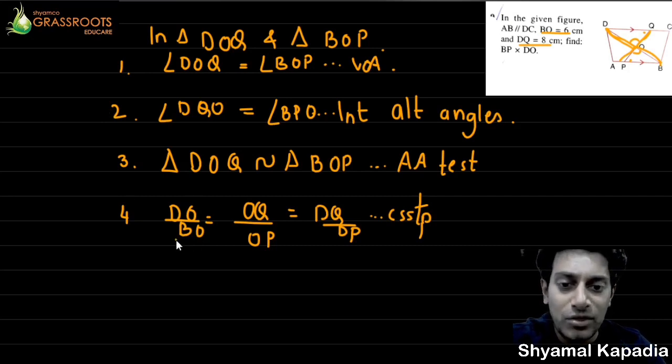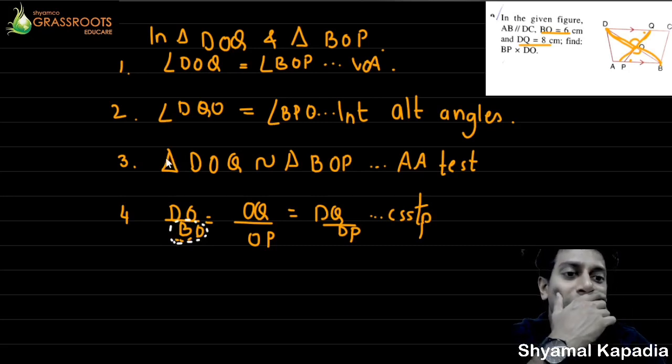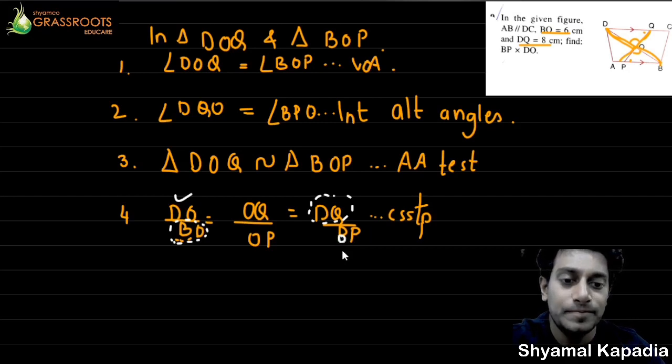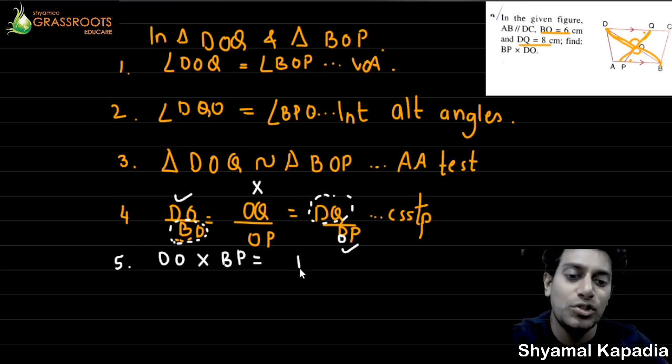BO, where is BO? Here. Hold on. Okay, BO is given as 6. DQ is given, where is DQ? Here. You have to find DO into BP. Yeah, this is BP. Basically all you do is just cross multiply. You don't need the center ratio at all. Cross multiply: DO into BP is equal to DQ into BO.